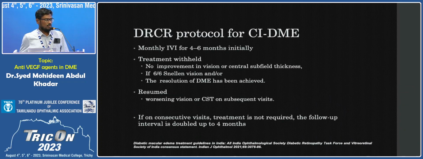The DRCR protocol has clearly shown that monthly injection of anti-VEGF should be considered for at least 4 to 6 months initially, and the treatment can be withheld if there is no improvement in vision or central subfield thickness, or if vision is improved to 6/6 or resolution of DME has been achieved. Then the patient can be periodically followed up, and treatment can be resumed if worsening of vision or central subfield thickness is found, or if on consecutive visits the treatment is not required, the follow-up can be extended up to 4 months.